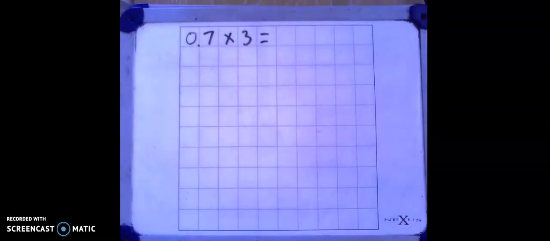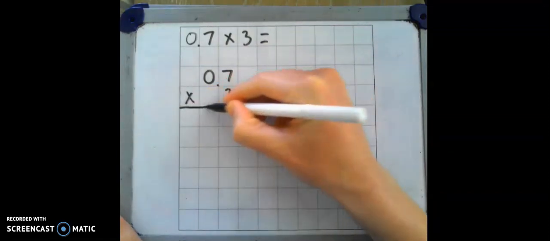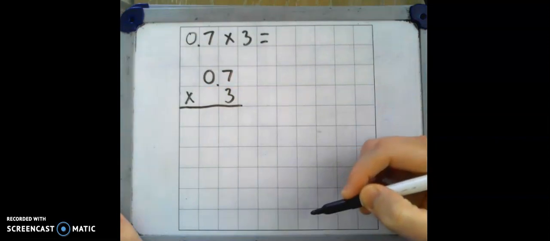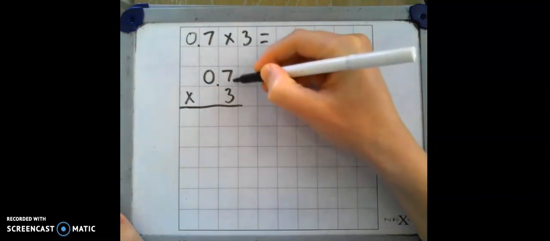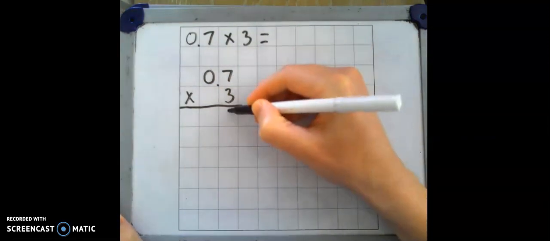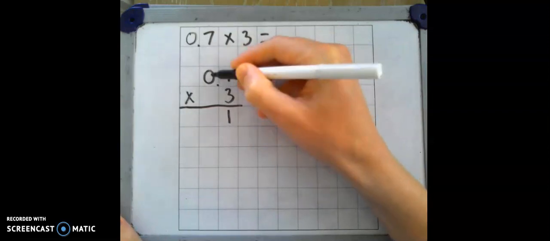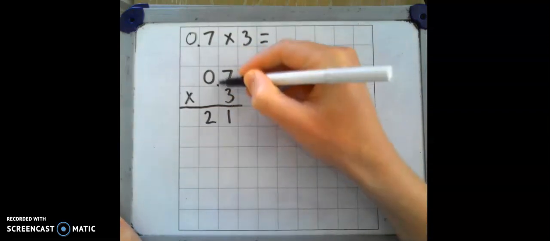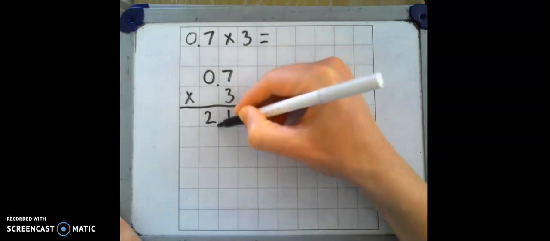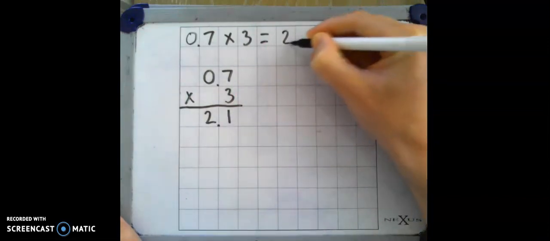Right, let's have a look at this calculation again. 0.7 times 3. So if you like to help you with your decimal point placing, you can set it out in a little column method. And you can say 3 times 7, well 3 sevens is 21. 3 times 0 is nothing. Decimal point is there, the decimal point there goes in our answer.